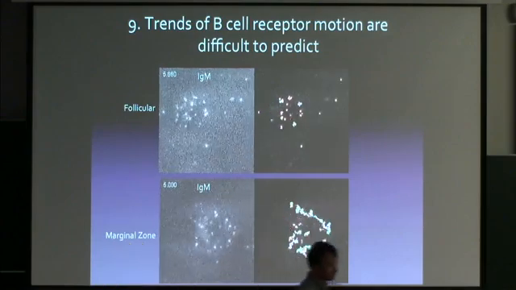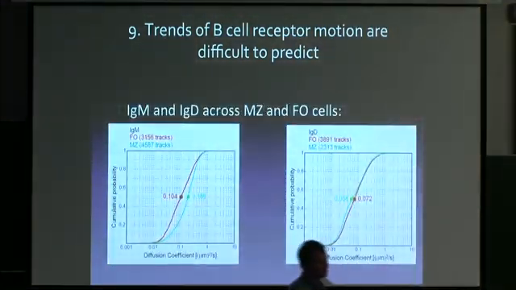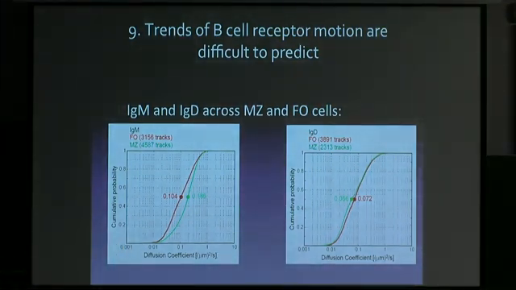So that may not be so surprising. But if you look at IgD, you don't really see the same trend. So here is the difference in the extracted diffusion coefficients from the tracks with IgM. The red line is the follicular cell, so it's a little bit less than, about a factor of 2, than the marginal zone cell. So on the active cell, the marginal zone cell, the IgM is moving around with double the diffusion coefficient as it is on the inactive cell. That by itself is not surprising.